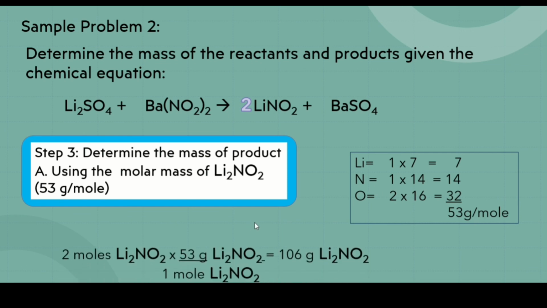After that, then we can solve for the mass of product A. We have 2 moles here from the balanced equation. We have 2 here, so it means that we have 2 moles of lithium nitride. So 2 moles of lithium nitride times the molar mass of lithium nitride, which is 53. So cancel first the common unit, and that is mole. Then 2 times 53, we have 106 grams. Okay, so the mass of product A is 106 grams.